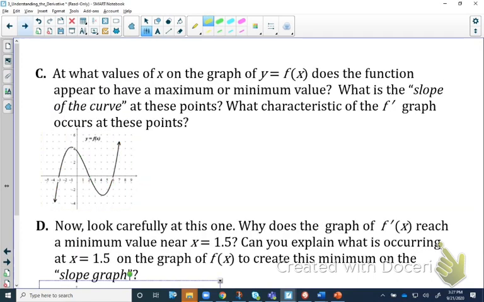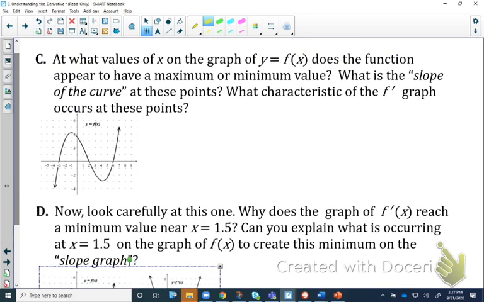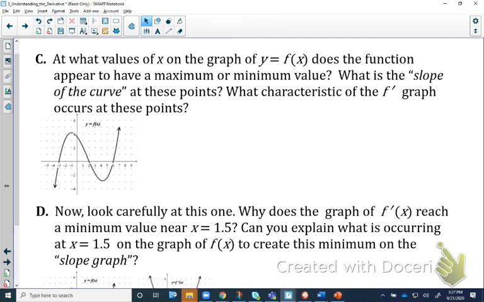So here, part C: at what values of x on the graph does the function appear to have a maximum or a minimum? What is the slope of the curve at those points? And what characteristics of the derivative occur at that point? Well, here we're going to say the relative maximum value was here at negative 1 and about 4, and the relative minimum was about 4 1/4 and negative 3. So that's where the maxes and mins are.